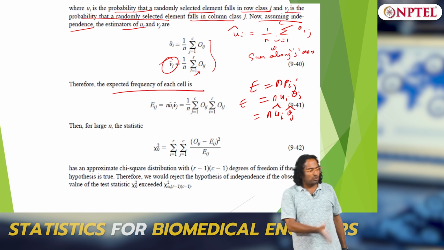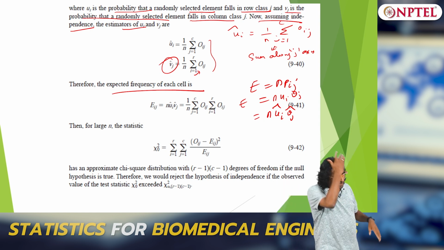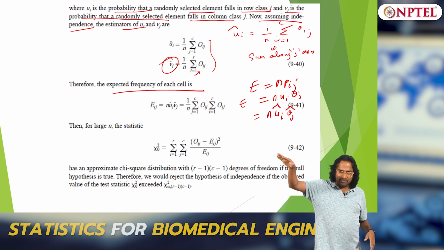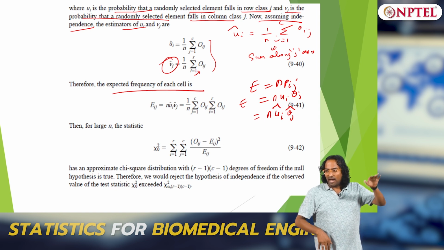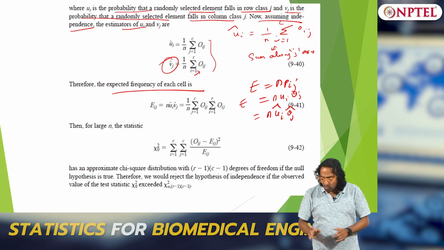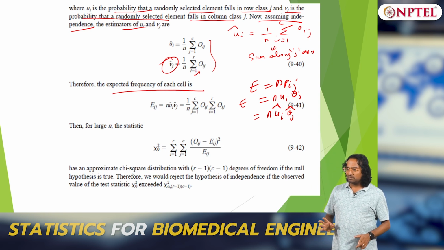The estimate ui hat is based on observation summed along the jth axis, and vj hat is the observation probability obtained by summing along the ith axis. So we have ui hat into vj hat.